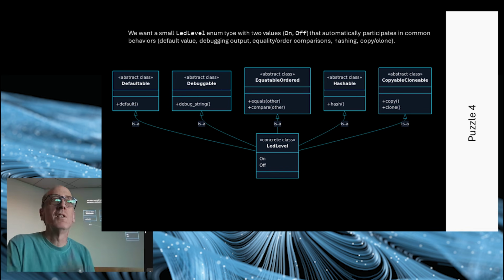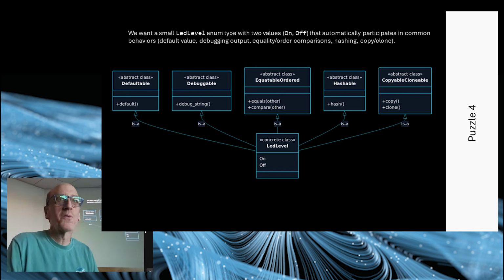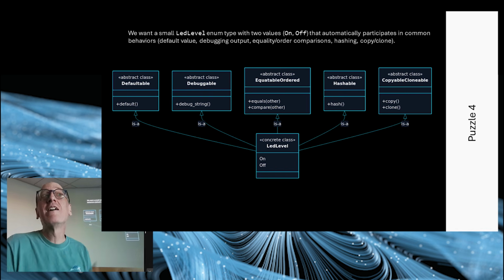You can just yell out. You could go through and implement all these traits. What's the most convenient way to do that?